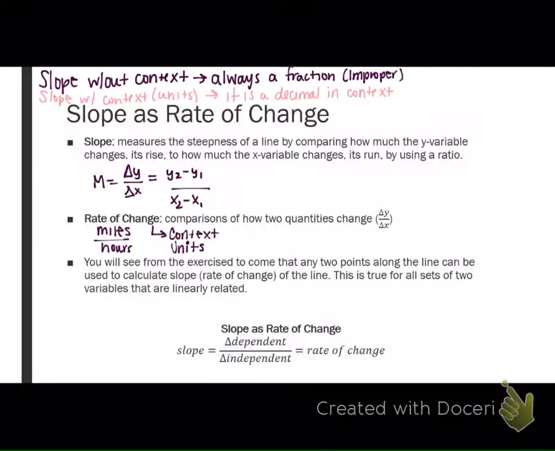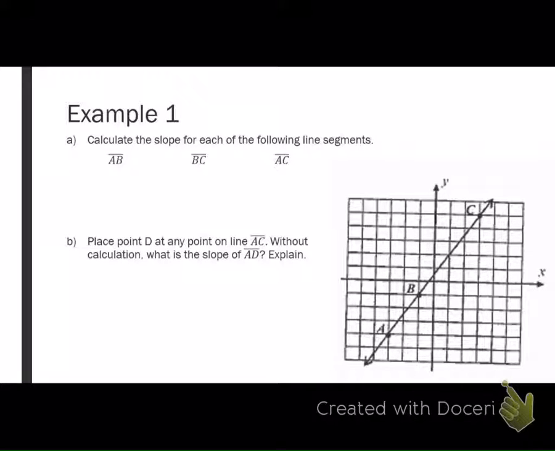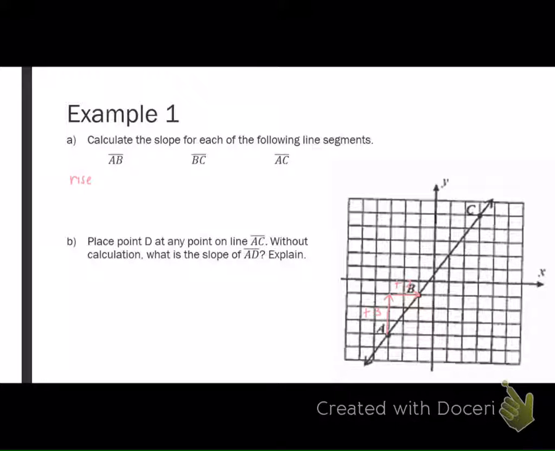All right. Okay. Calculate the slope for each of the following segments. So let's start from A to B. What is my slope from A to B? Jordan, what is my slope from A to B? If you do the rise over run on that, what is it? Yeah, you go up 3, right 2. So your rise over your run equals 3 over 2.